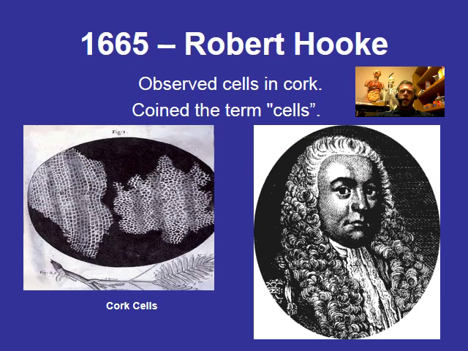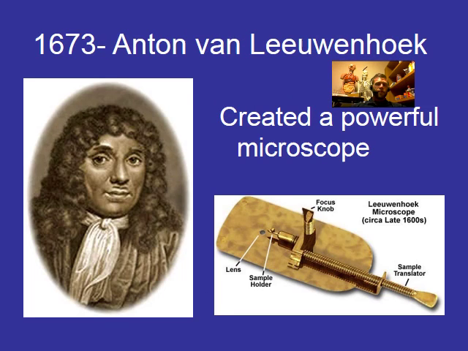All right, so we have this guy named Robert Hooke. He observed cells in a cork. So there's a picture on the left, and he coined the term cell. So he's the one who made up the word cells. You can see there he's wearing quite the wig. Now, in 1673, Anton van Leeuwenhoek, the gentleman over here on the left, created a very powerful microscope which was able to view the cell.